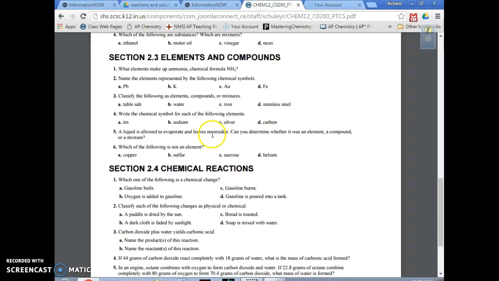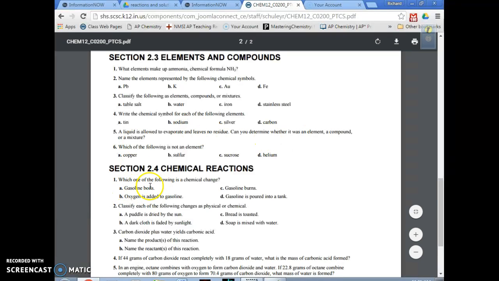Which is a chemical change? Gasoline boiling. This is the one everybody misses. Changes of state are physical changes. You're just changing from liquid gasoline to gaseous gasoline. Oxygen is added to gasoline. Still just a mixture. Gasoline burns. Now that's chemical. You don't get it back when you get finished. Pour the gasoline into the tank. That's obviously physical.